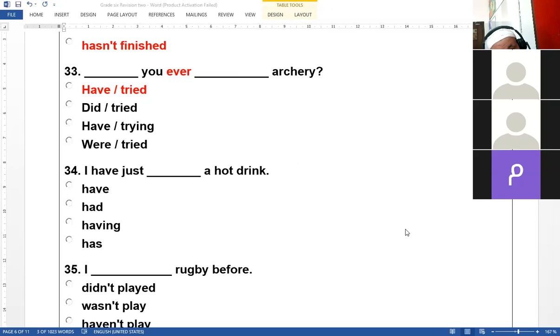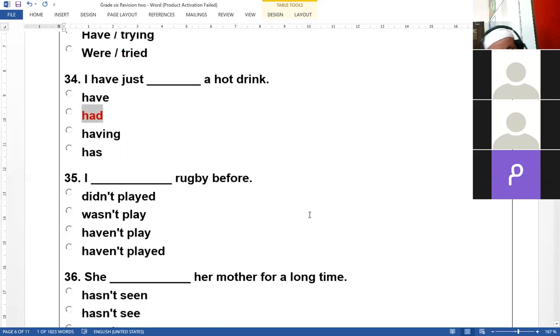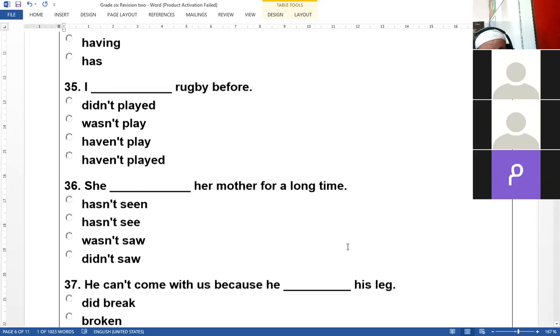Yes, teacher. Tamim. I have just had. The past participle of have is had. The next one, Tamim. Rugby is a sport. I haven't. I haven't what? You have to have it here. Play or played? Played. Which one? The past, right. The past participle.